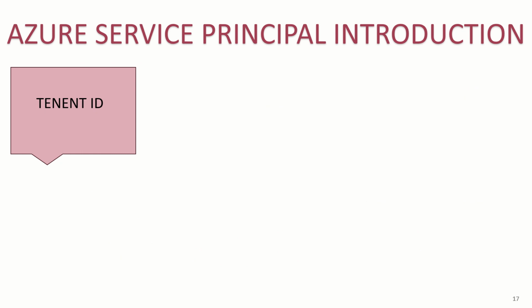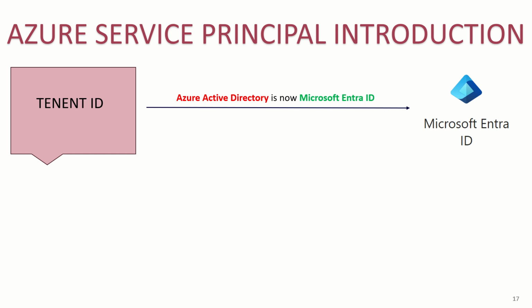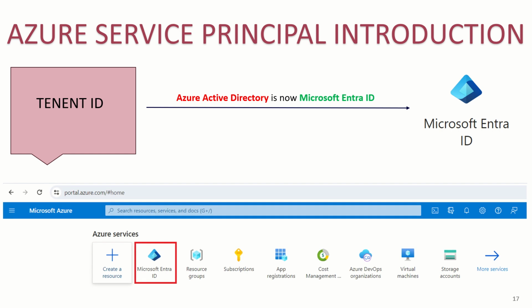So how do we get that tenant ID? We need to go to Azure Active Directory. Previously it was known as Azure Active Directory, now it is known as Microsoft Entra ID. So once you go to the portal and search for Microsoft Entra ID, you'll see this icon. Once you click on it, you will see the tenant ID in front of you. So you can take it from there and note it somewhere.